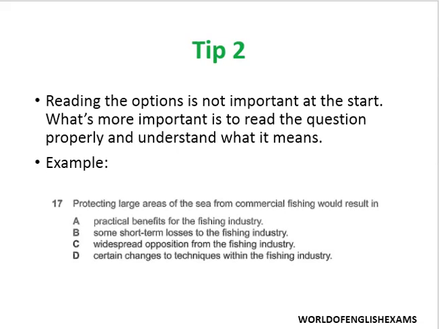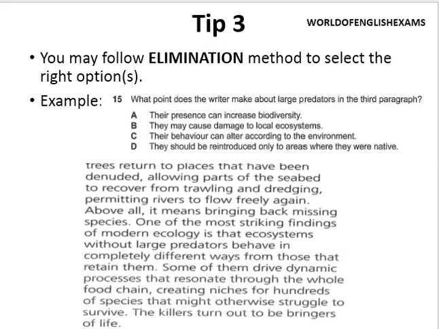So this is tip number 2, guys. I hope it's very simple to understand. Now I'm going to practically show you with tip number 3 how to grab the answer. So focus on this very carefully. You may follow the elimination method to select the right option or options. Even if you have to choose 2 options, you can follow this tip, that is elimination via selection, which means you are going to select the right answer as well as eliminate the wrong ones. So let me show you an example of this.